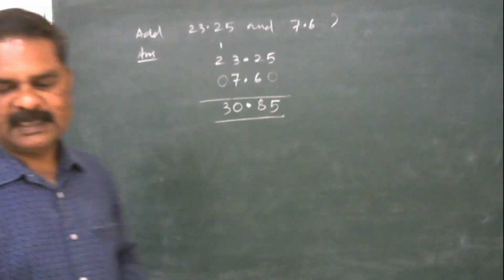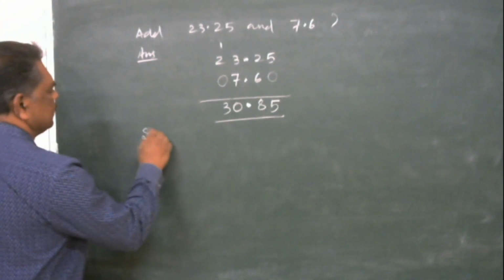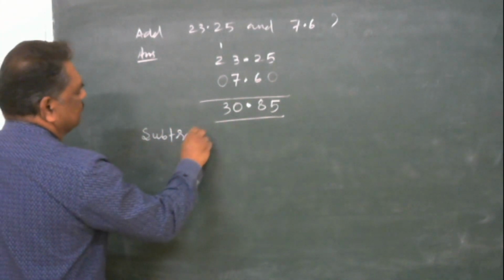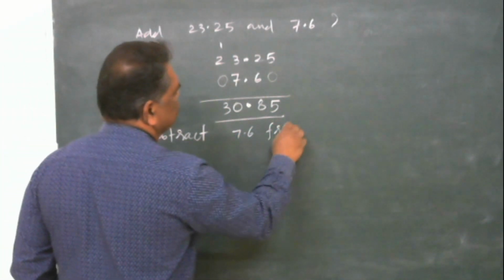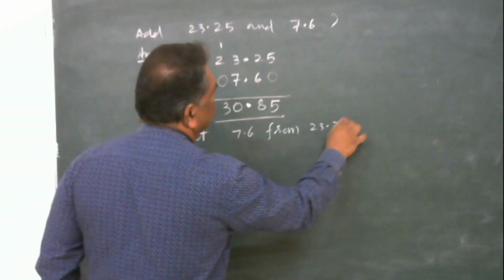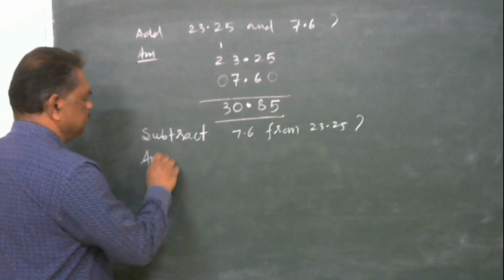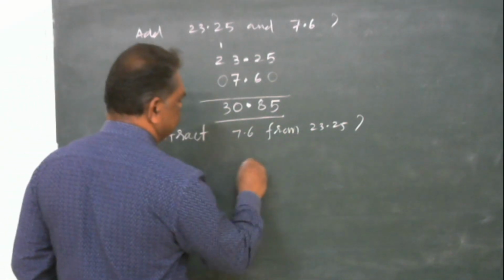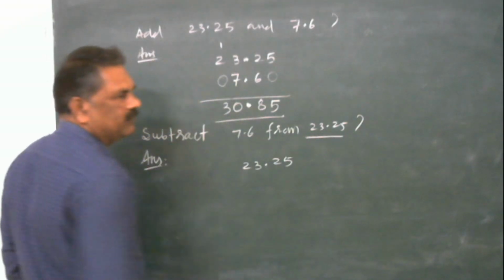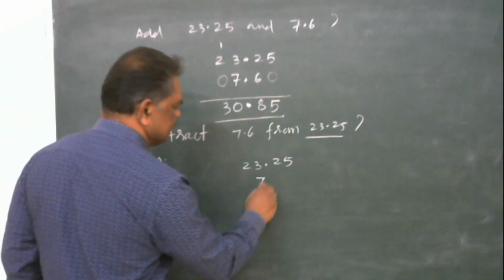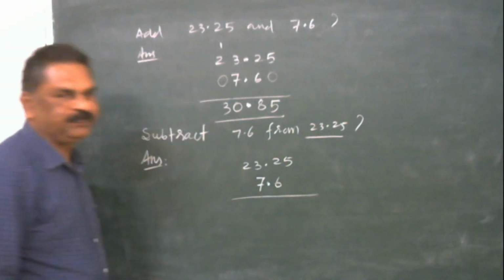Similarly, subtraction is also same. We need to write one below the other and we need to subtract it. So subtract, maybe the same number. I will take 7.6 from 23.25. How do you subtract it? As usual, we write the bigger one first. From this one, from this we need to subtract 7.6. Write units and tens. Subtract.